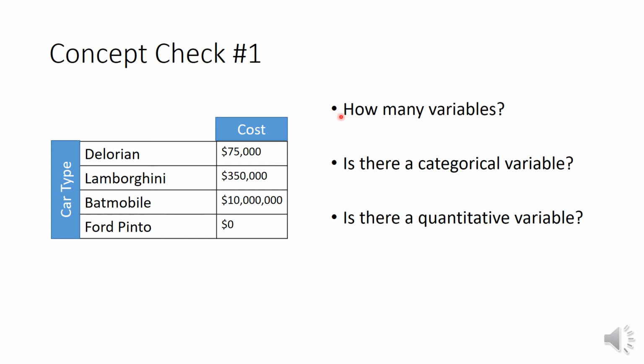Okay, so I'm assuming that you've answered these 3 questions. We have 2 variables. One of them is car type. The other is cost. There is a categorical variable. That would be car type. And there is a quantitative variable, and that would be cost.